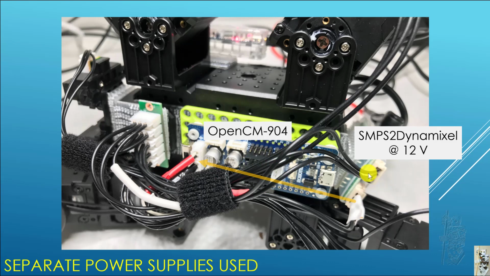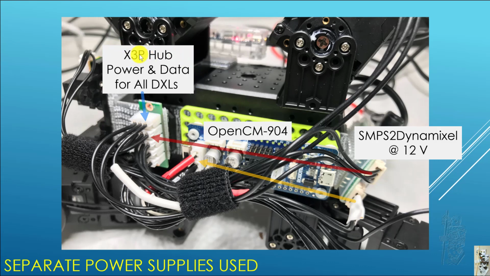On the other output of the SMPS2Dynamixel, I used it to power this new X3P hub. So it uses the newer X3P pin cables. This one has 5 of those, so it's just perfect numbers. So this hub will provide power, all the power lines and also the data lines, to all the Dynamixels, so basically 12 of them. And it's kind of out of focus here, but the U2D2 is on the other side of the robot.